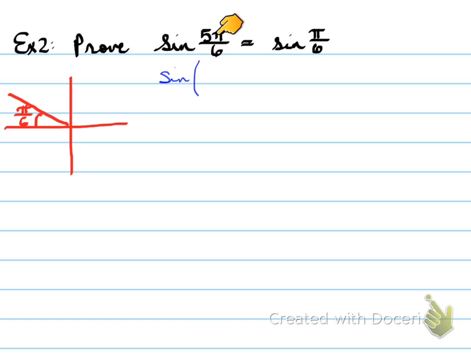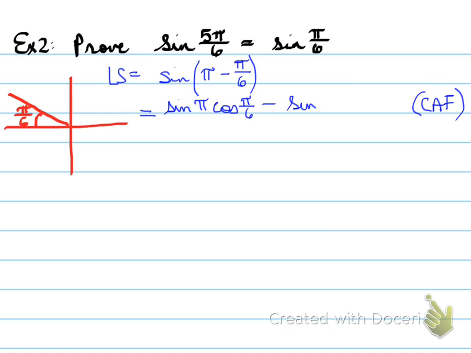Well, what is 5 pi over 6? 5 pi over 6 is equal to pi minus pi over 6. So 1 whole minus 1/6. And that's the left side that we're looking at here. So sine pi minus pi over 6 using the CAF rule is going to equal sine pi cos pi over 6 minus sine pi over 6 cos pi.